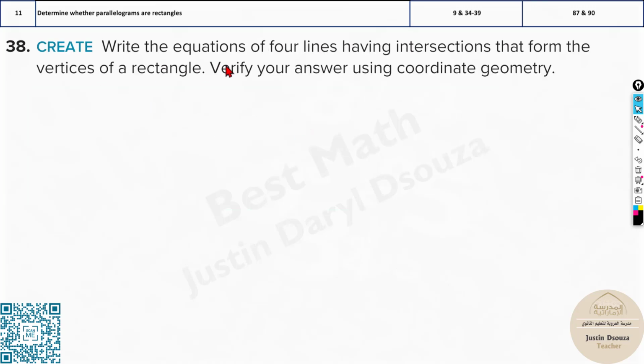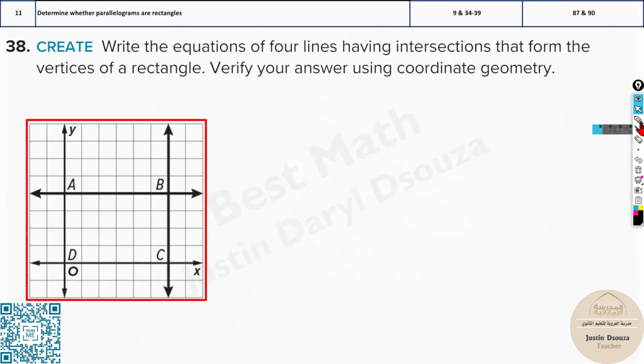And here, with the equations of four lines having intersections that form the vertices of a rectangle, verify the answer. Okay, we need to write the equations. Let's look at the figure here. This is a very basic four lines. Over here we have four linear lines, and this makes a rectangle. We just have to write the equations. So you can draw your own lines.